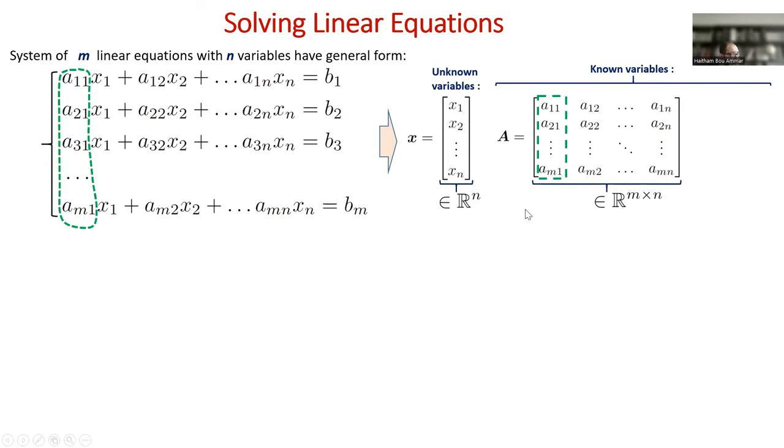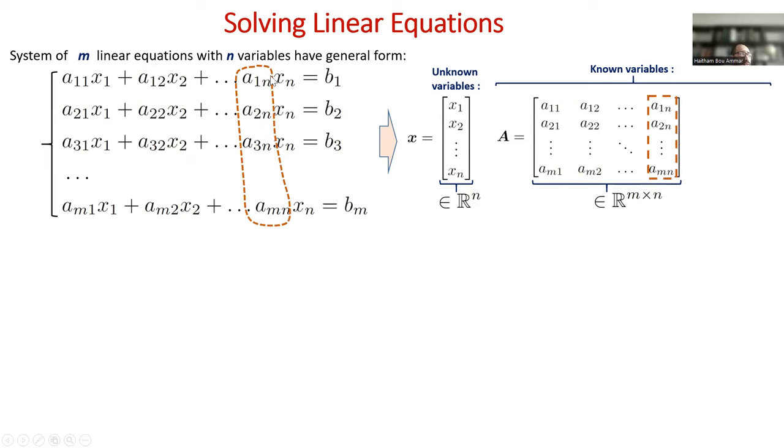So what I am doing here is taking a11, a21, a31, up to am1 and putting that as the first column in my matrix, or equivalently, I can take a11, a12, a1n and make that the first row. The same goes for the second: a12, a22, a32, am2, I put that as the second column. The same goes for the last: a1n, a2n, a3n, amn, which goes in the last column.